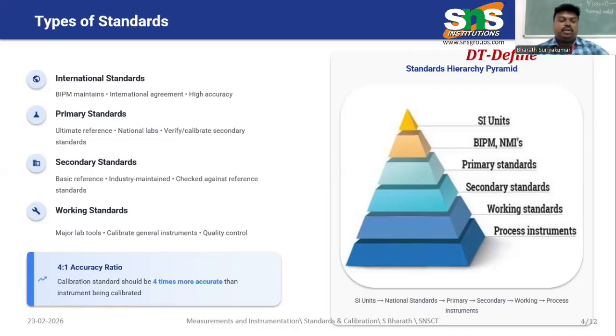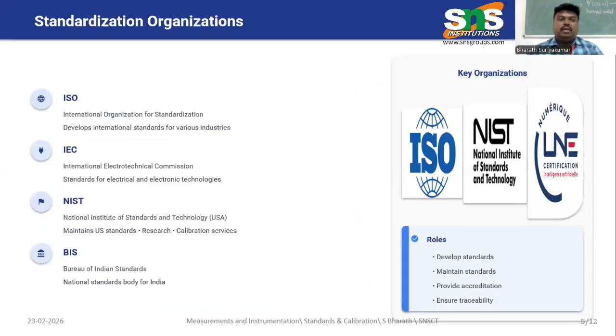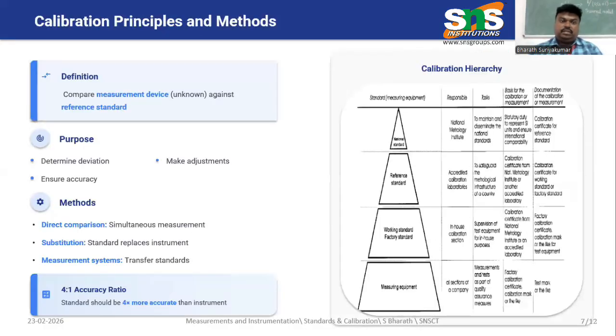So a 4:1 accuracy ratio is to be maintained. That is, the calibration standard should be 4 times more accurate than the instrument being calibrated. What are the different standards organizations? ISO, as we all know, is the International Organization for Standardization, and IEC is the International Electrotechnical Commission. NIST is the National Institute of Standards and Technology. BIS, we all know, is the Bureau of Indian Standards.